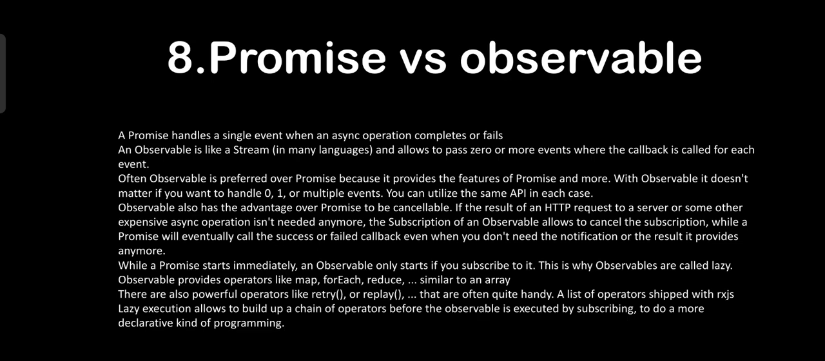While a promise starts immediately, an observable only starts if you subscribe to it. This is why observables are lazy. Observables provide operators like map, forEach, and reduce, similar to an array. There are also powerful operators like retry or replay that are often quite handy. A list of operators ships with RxJS. Lazy execution allows you to build up a chain of operators before the observable is executed by subscribing, for a more declarative way of programming. So this was about observables and promises.